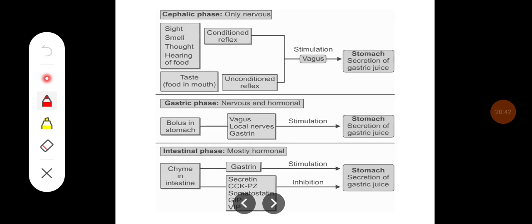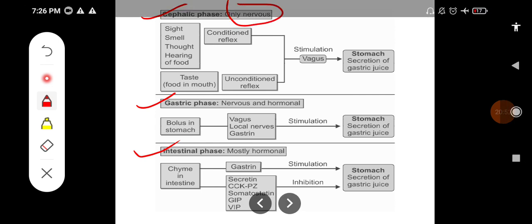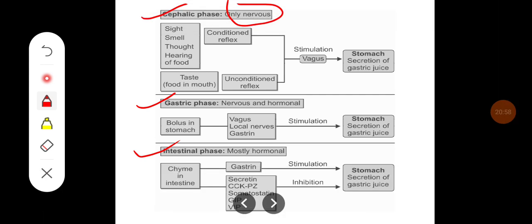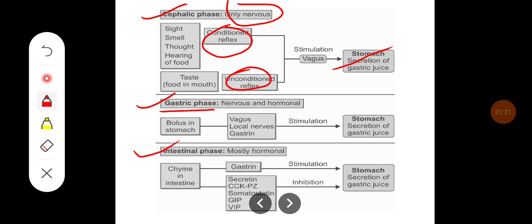So these are the different phases of gastric juice secretion: cephalic phase, gastric phase and intestinal phase. The cephalic phase is mainly the nervous regulation, where the sight, smell, thought and hearing of the food, by the conditioned reflex, can increase the HCl or gastric juice production. And when food enters the mouth, it can lead to the unconditioned reflex and it can increase the HCl production. The gastric phase is when food enters inside the stomach, which increases the vagal secretion that leads to increased gastric juice secretion.